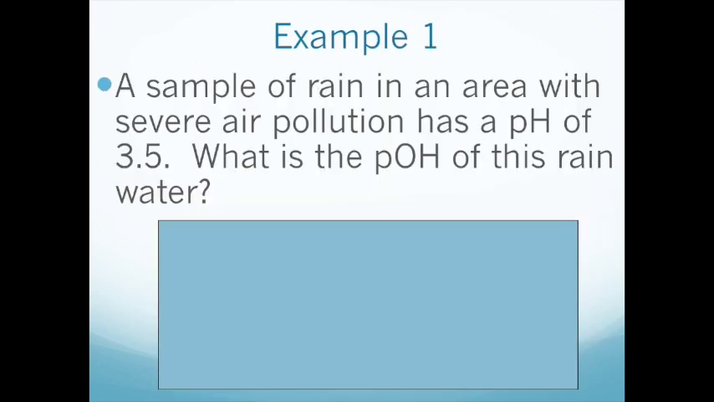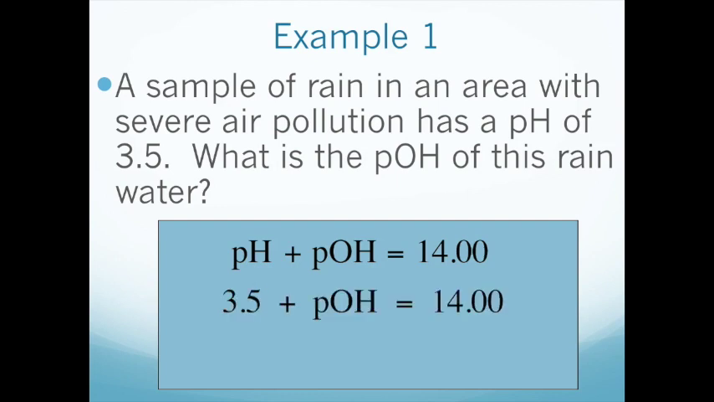So here is a real world example. A sample of rain in an area with severe pollution has a pH of 3.5. What is the pOH of this rainwater? We know that pOH plus pH is equal to 14, and we were given the pH, so we subtract that from 14 to get the pOH, which is equal to 10.5.